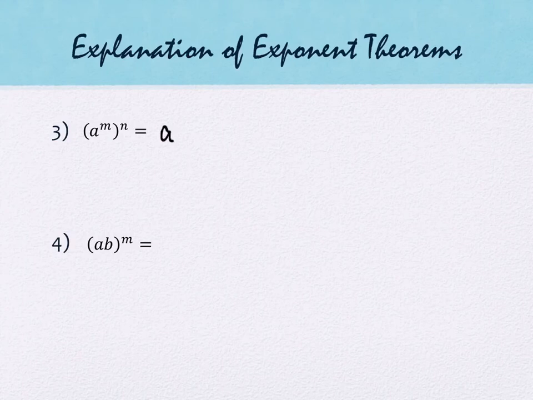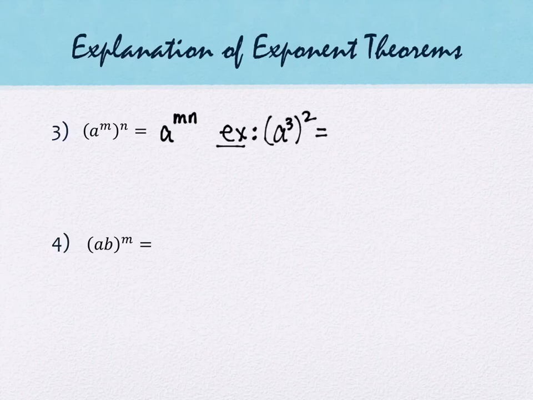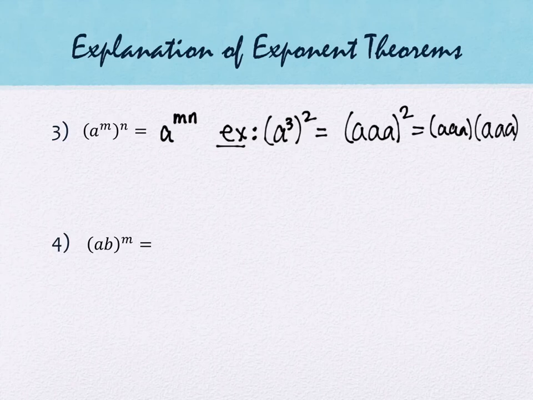Okay, the third one we multiplied, like so. So for my example, we're going to do a cubed squared. So a cubed means I have 3 a's, and it's supposed to be squared. That squared on the outside means I have what's inside written twice. So I have 3 a's followed by 3 a's. How many is that? 6. And how do I get from 3 and 2 to 6? Multiply.